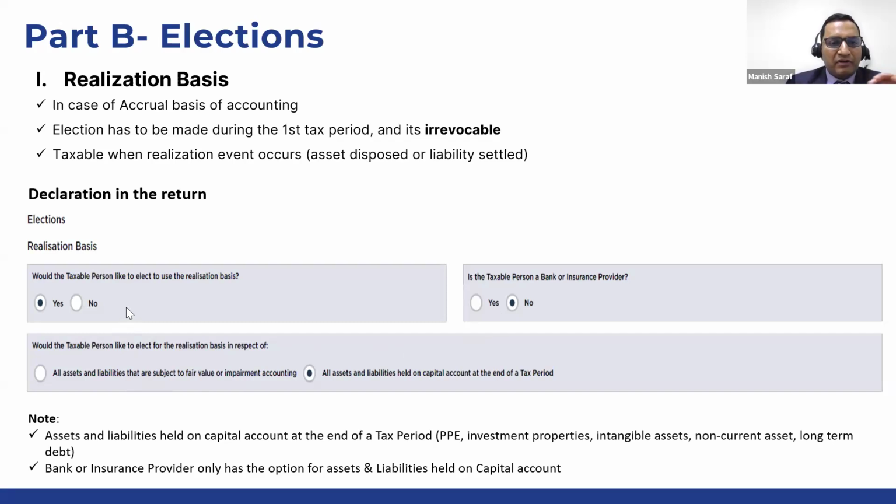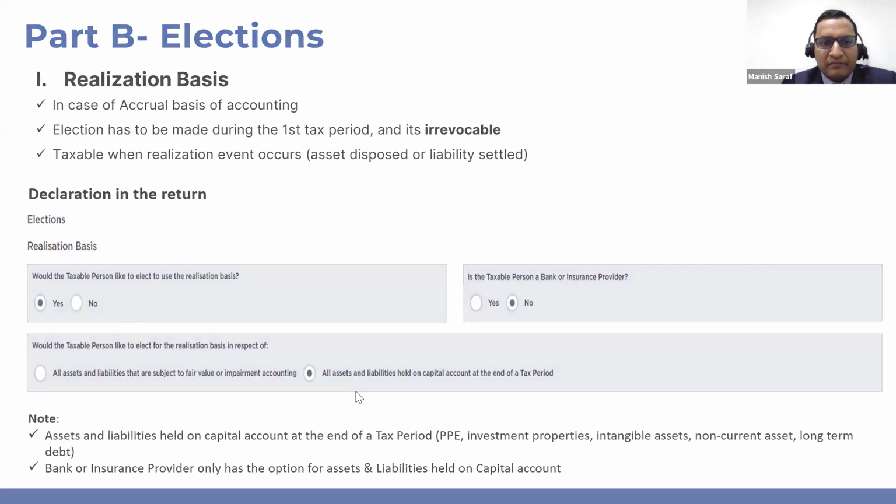So once you have opted for realization basis, the second screen which pops up asks: would the taxable person like to elect realization basis in case of all assets and liabilities which are at fair value or impairment accounting, or all assets and liabilities held on capital account? So now let's look at what those items are.